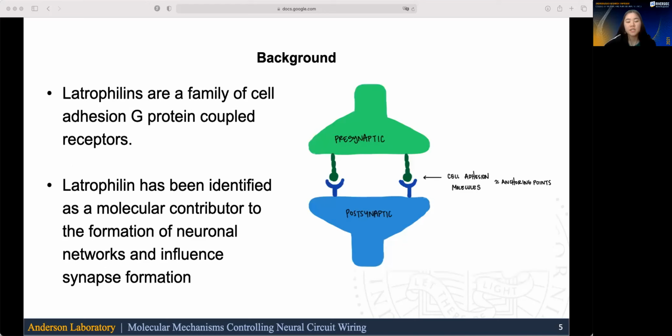There are many proteins and other biological molecules that affect neuronal structure and function. One such protein is electrophilin. So electrophilins are a family of cell adhesion G protein coupled receptors. Cell adhesion molecules mediate interactions between neurons by binding with other molecules, which leads to a series of reactions which ultimately can change neuronal structure and contacts.